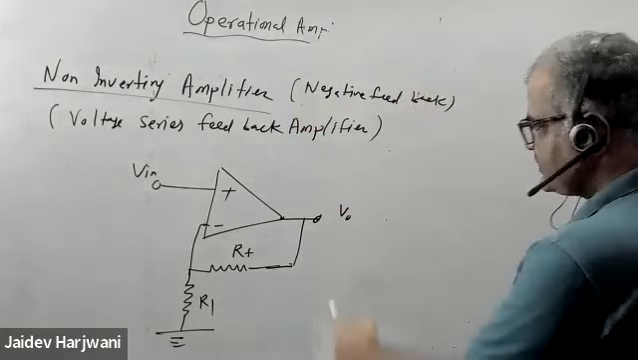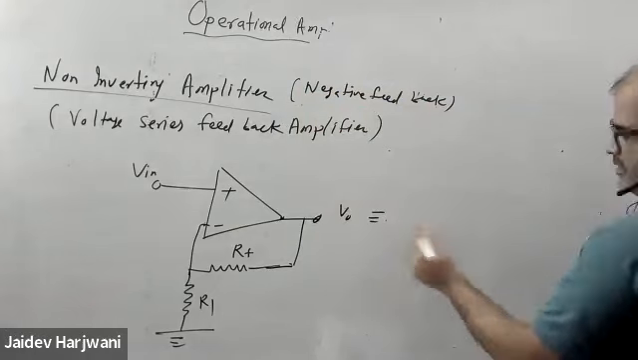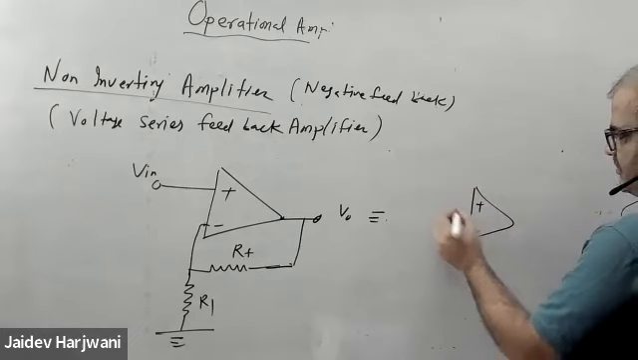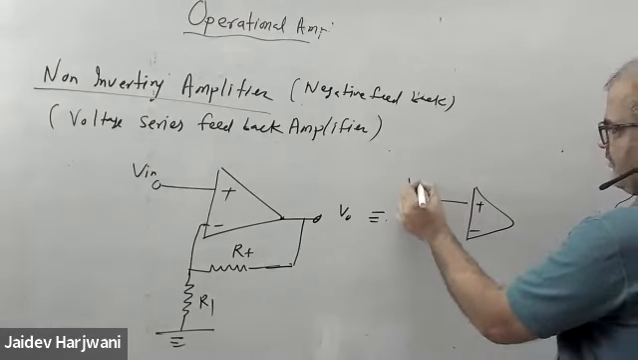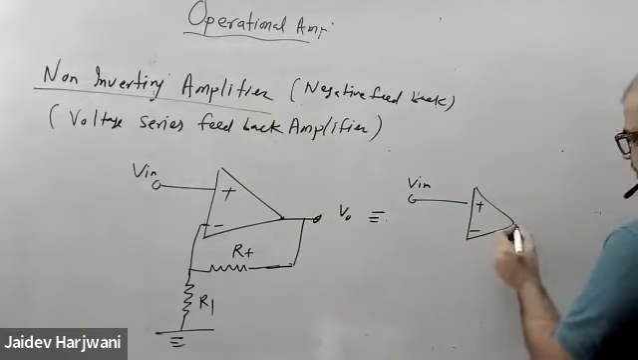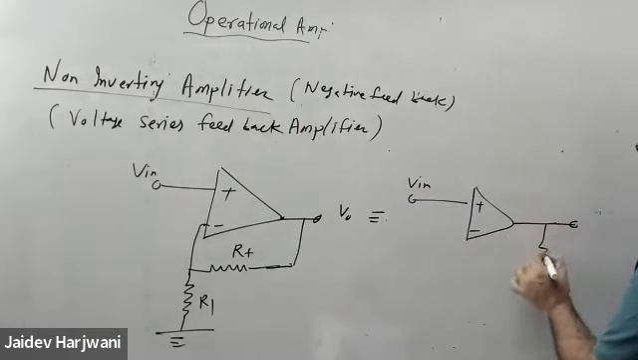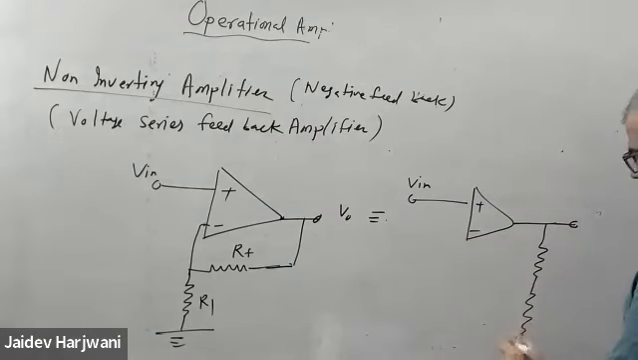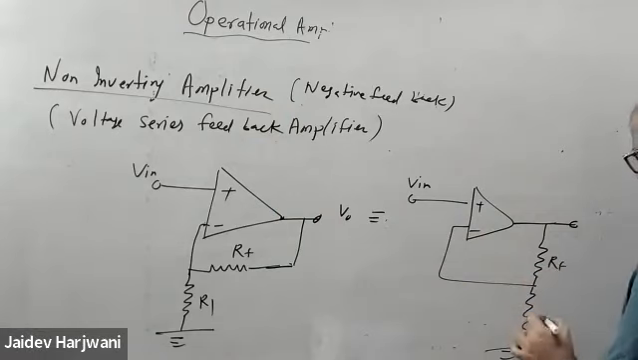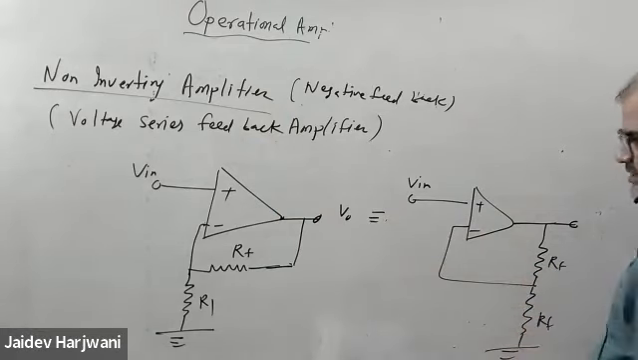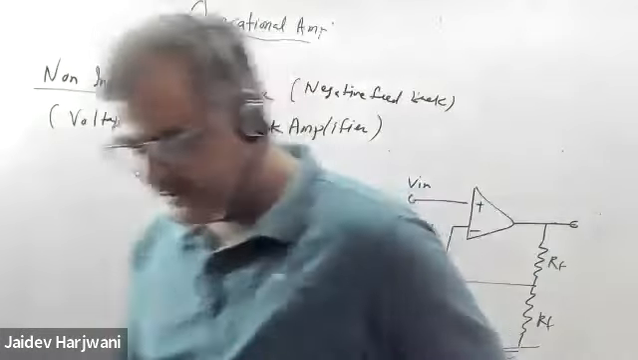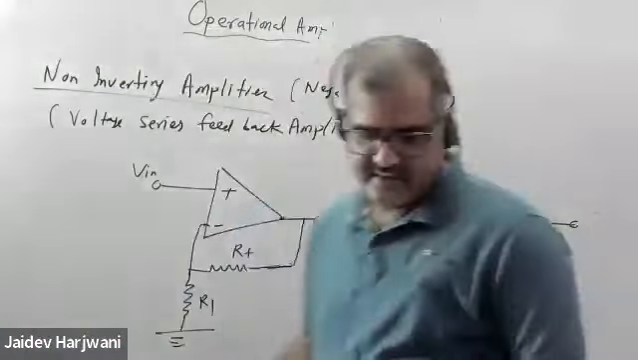The same circuit can be drawn like this also. You can also draw it this way, plus minus. Whenever you give input to the plus, non-inverting terminal, that is a non-inverting amplifier. The same signal, you can draw it like this, with RF, RF. Both circuits are the same. And there is the usual way of drawing this circuit.